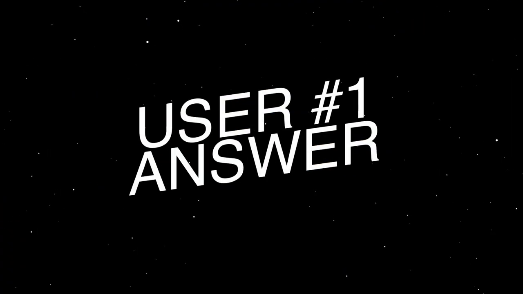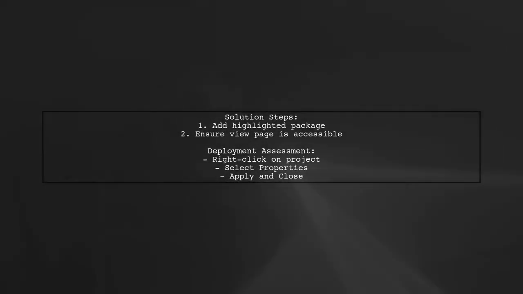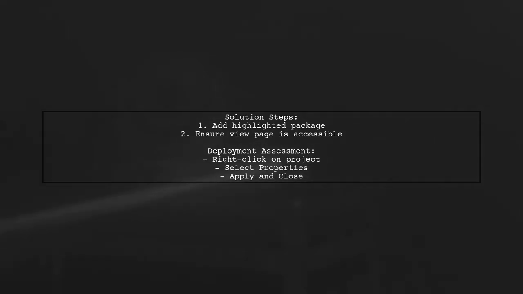Let's now look at a user-suggested answer. The user resolved their issue by adding a highlighted package, making their view page accessible. They noted that when deploying a WAR file in Eclipse, only the items specified in the deployment assessment are included.